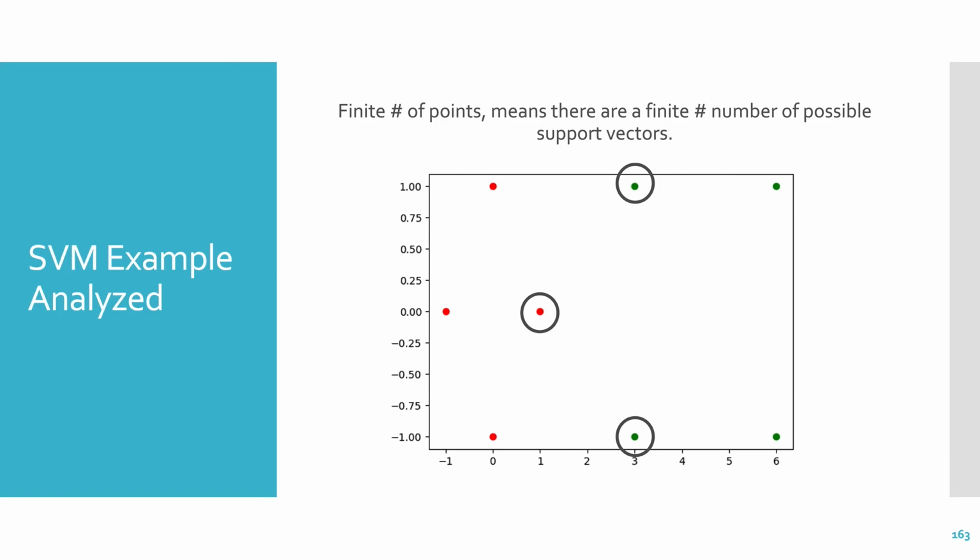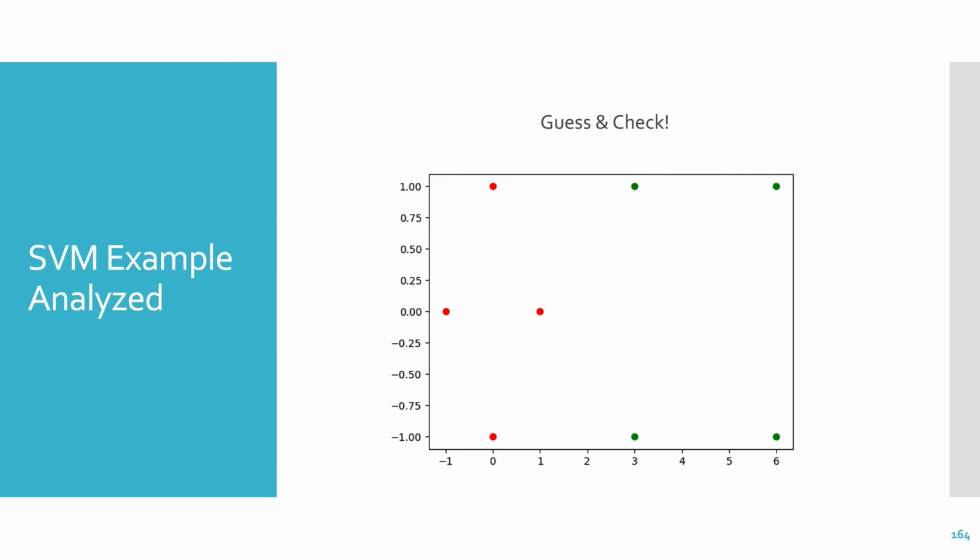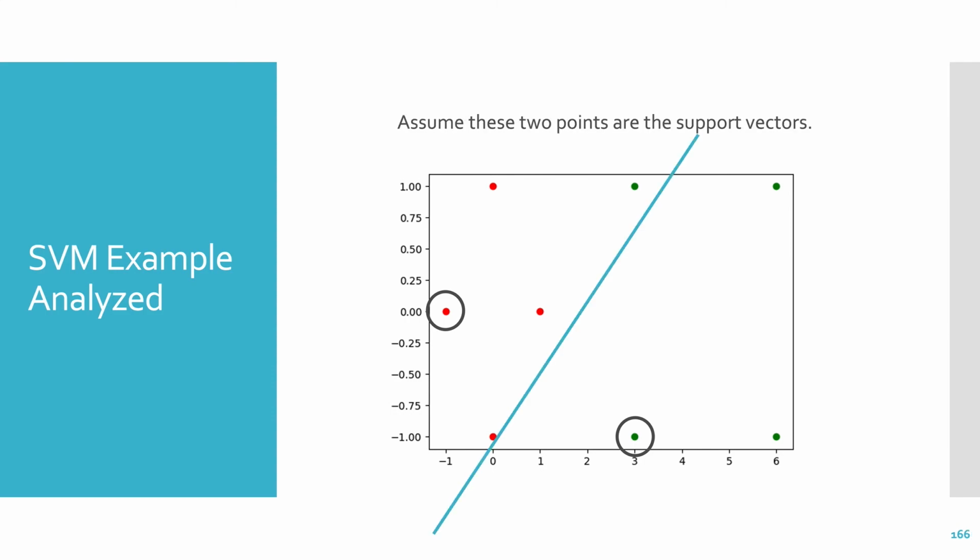There's a finite number of points, which means there's a finite number of possible support vectors. So what you want to do is you just check all of them. So we do a guess and check. Let's start by taking pairs of points. Let's start with these two, because why not? The hyperplane would look something like this.